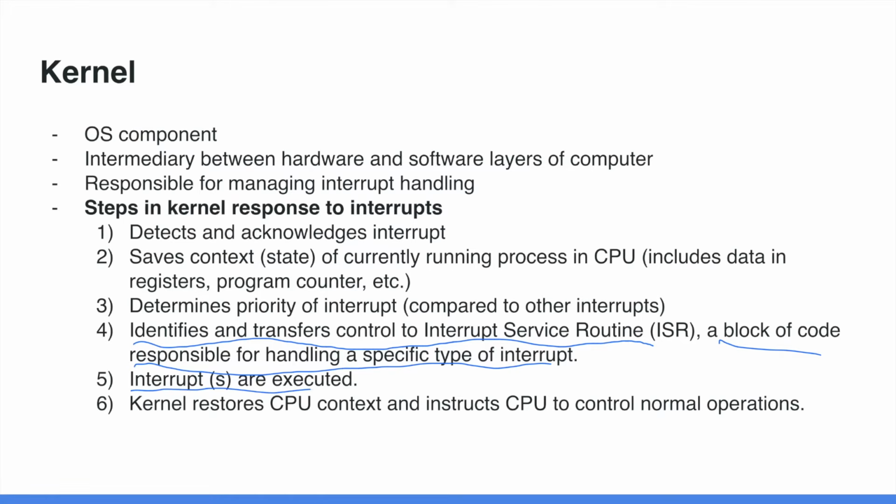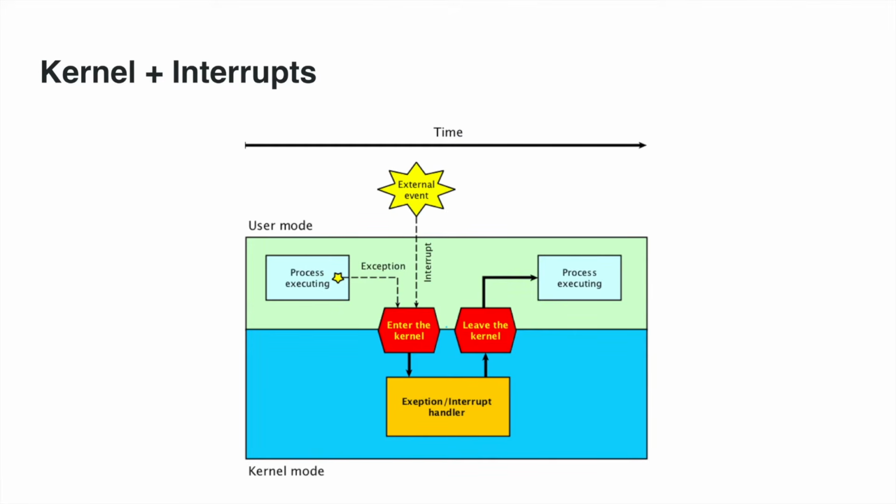Then the interrupt is executed, and the kernel restores CPU context and instructs the CPU to resume normal operations. So the kernel is kind of the overall manager in dealing with interrupts and interrupt handling. So let's take a look at this diagram to further explore how kernels work.